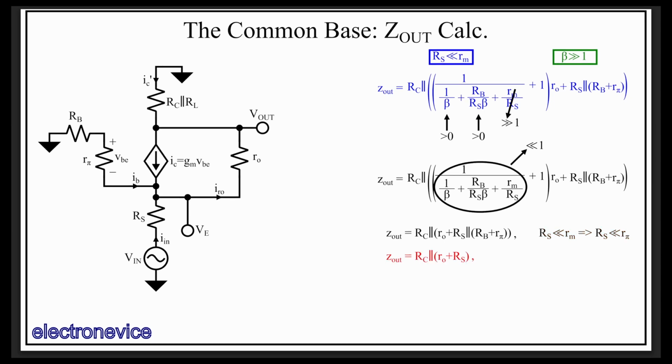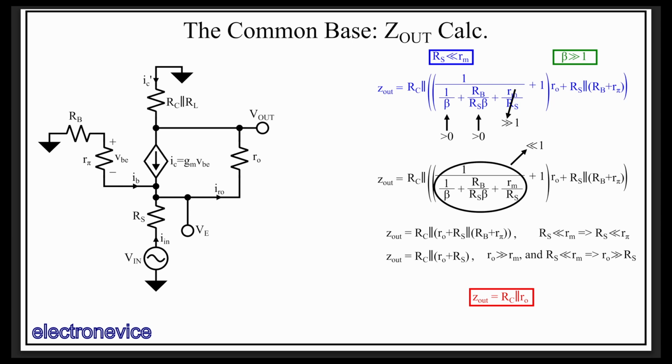Finally, since, as we've established previously, Ro is much greater than Rm, and since Rs is much less than Rm, that implies that Ro is much greater than Rs, and so that implies that Ro plus Rs is approximately equal to Ro, finally leading to this expression, which is much simpler and familiar as it is the same as the output impedance of the common emitter.